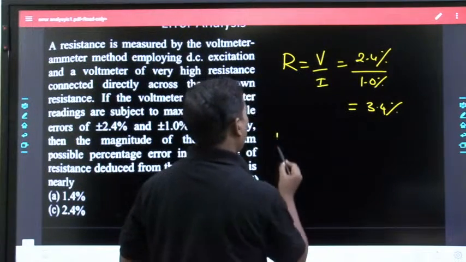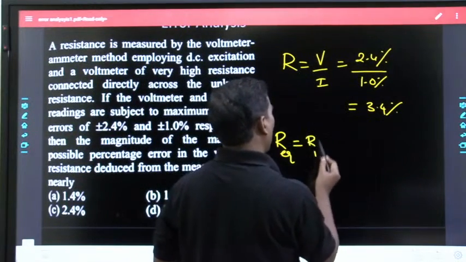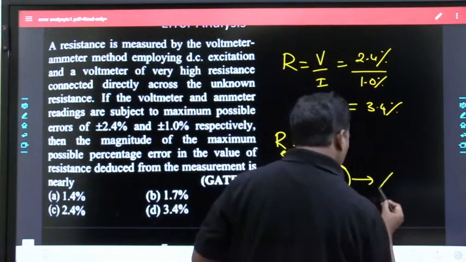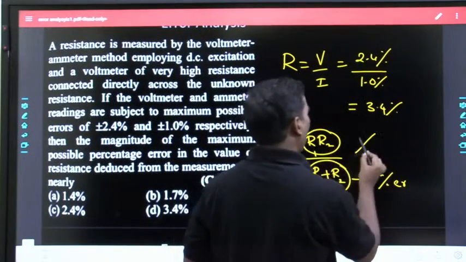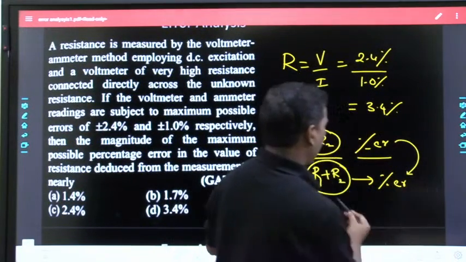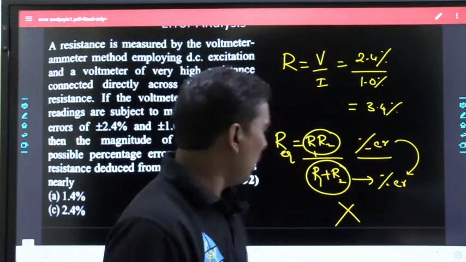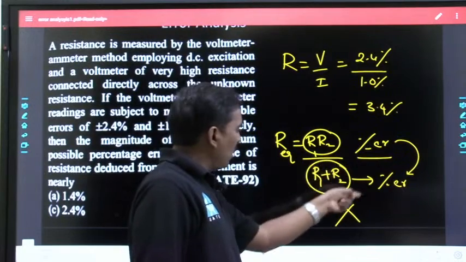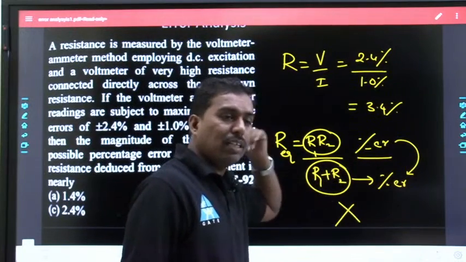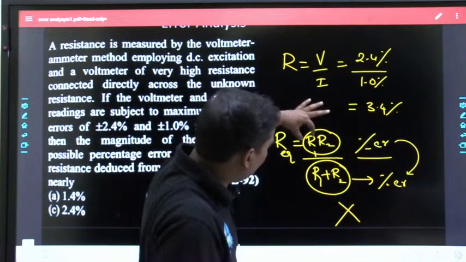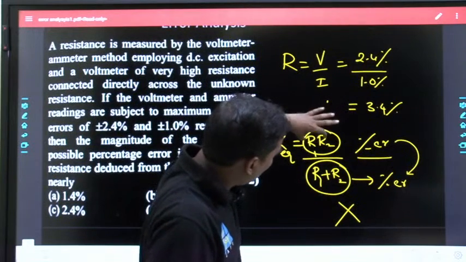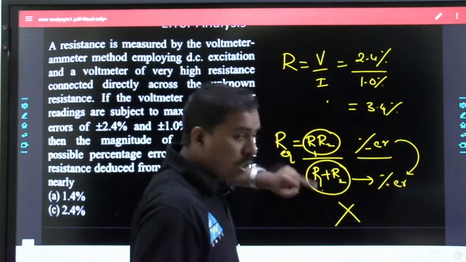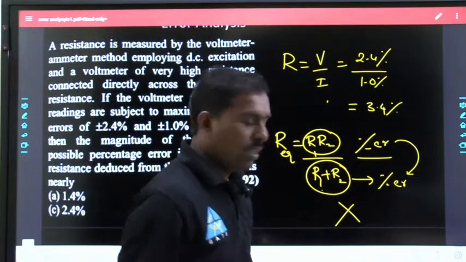In a similar way, you will be expecting R equivalent is equal to R1 R2 by R1 plus R2, sir. So for R1 plus R2, I will calculate the percentage error, and for R1 R2 I will calculate the percentage error. These two I will add. No, it is wrong. That is a wrong methodology. You cannot follow that method, because this is not an individual one, it is a different one. These are percentage errors in R1, these are percentage errors in R2, so you can add. But what you are getting here is not the percentage error. What you are getting is the absolute error of R1 plus R2. So this is not correct.